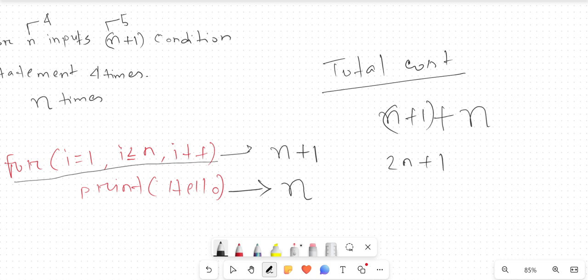And if I represent it using asymptotic notation, it should be order of n, because all of my constant terms are going to be eliminated since they are not very significant. So this is my answer. I hope you like this.